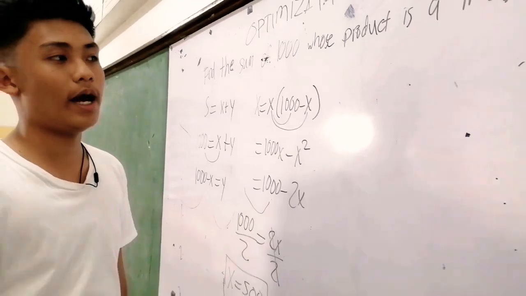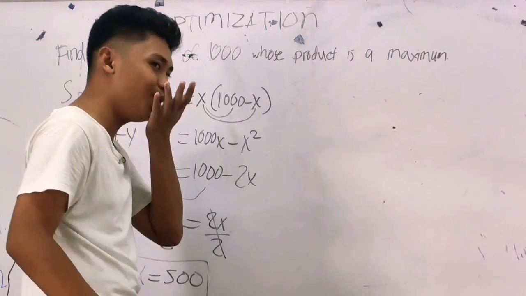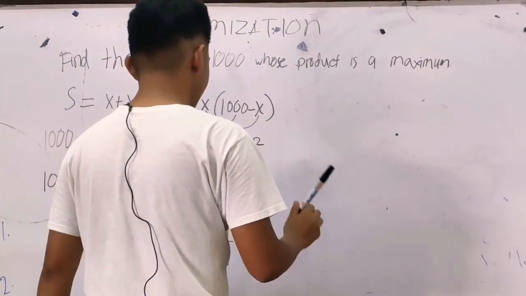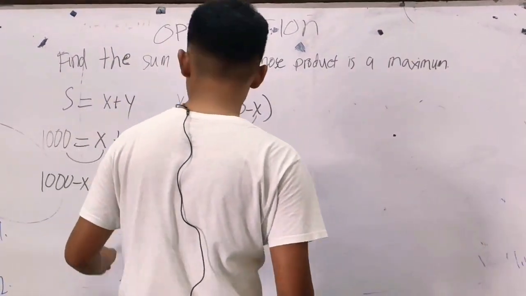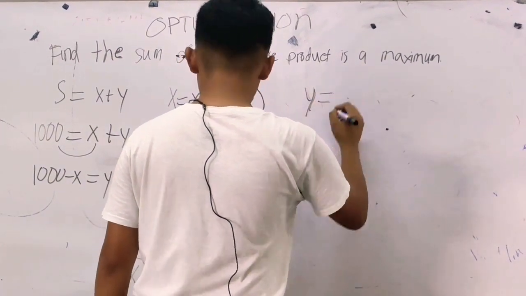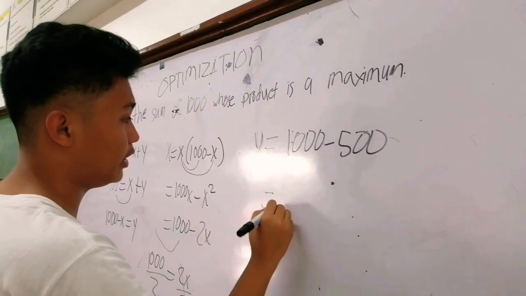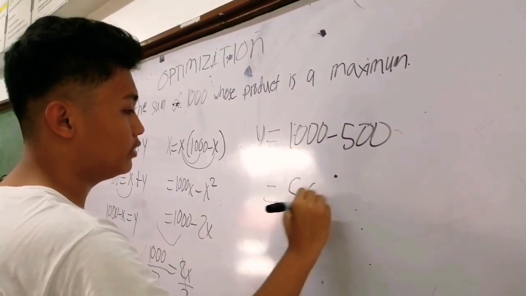Now, in order to find the y, we substitute the x, so y is equal to 1,000 minus 500. So it becomes 500.